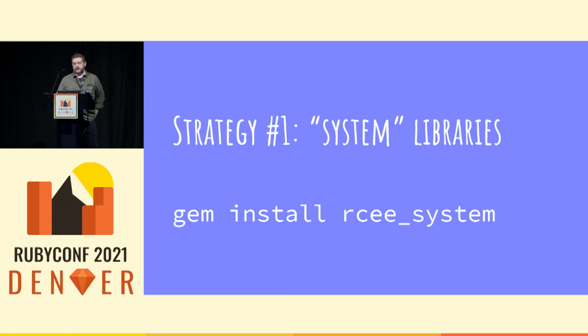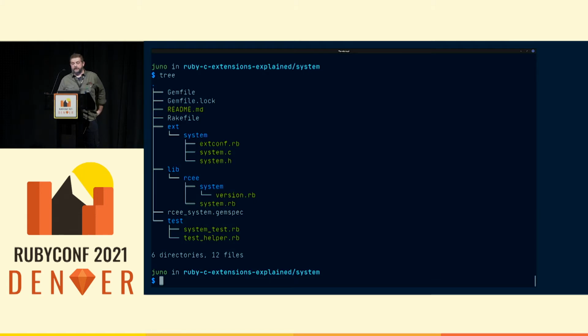So, strategy number one. Gems like SQLite3 and RMagick follow this strategy, which is that they require the library to already be installed on the system by the user before you install the gem. That's why it's called the system strategy. It has to be on the system already. I've created a gem to demonstrate how to do this. All these examples are going to use libyaml.